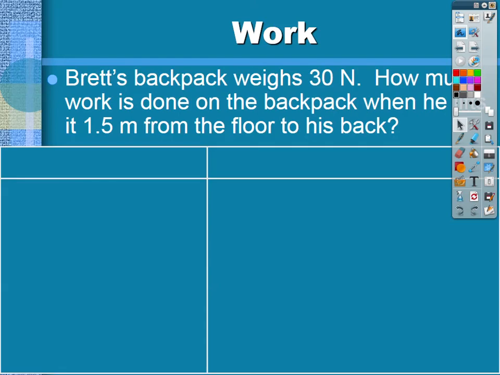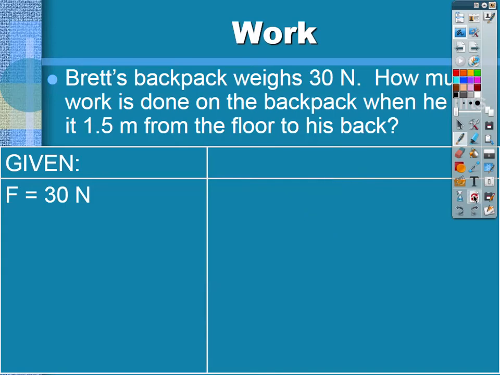So if we do a quick problem here, what you see is somebody carrying a backpack. It weighs 30 newtons. That's the weight. So what force are you going to have to use to hold that backpack? You're going to have to apply 30 newtons. If we want to lift the backpack, I need to apply at least a 30 newton force. Going back to our free body diagrams, weight down, force applied up. To lift it, you'd have to lift with at least 30 newtons of force.